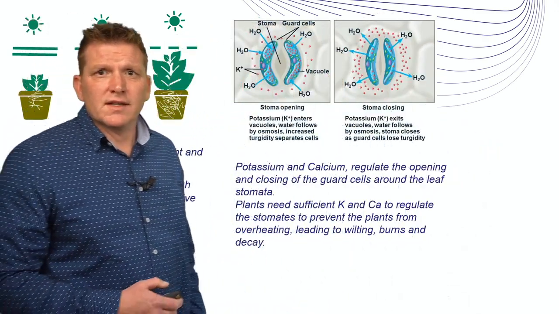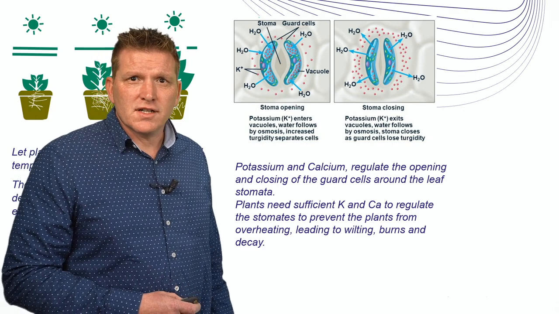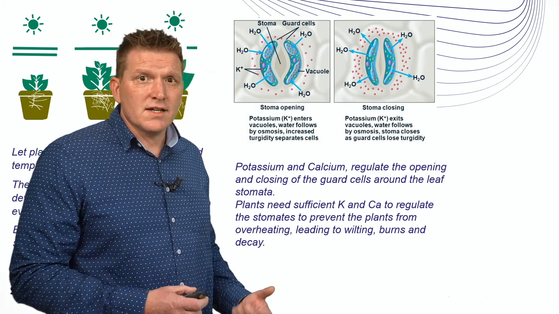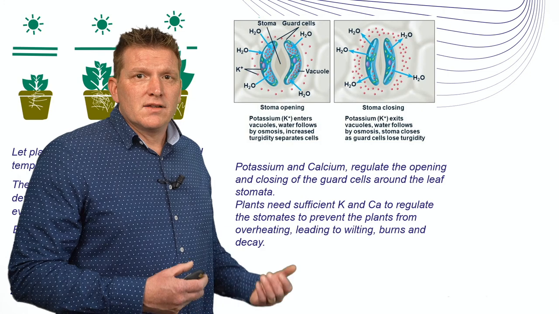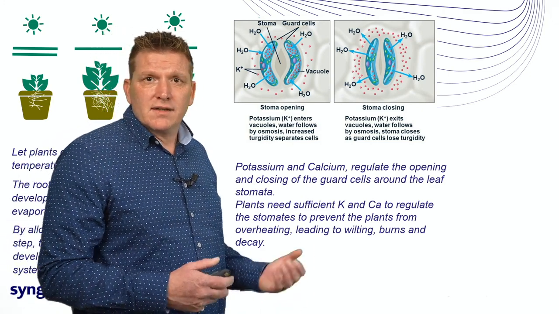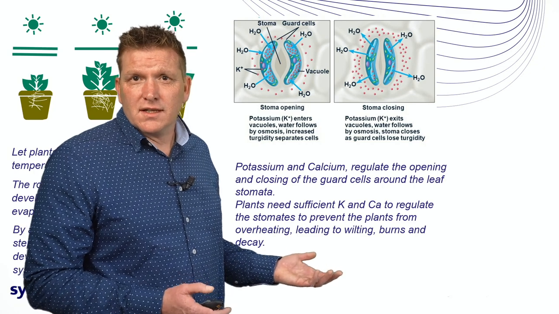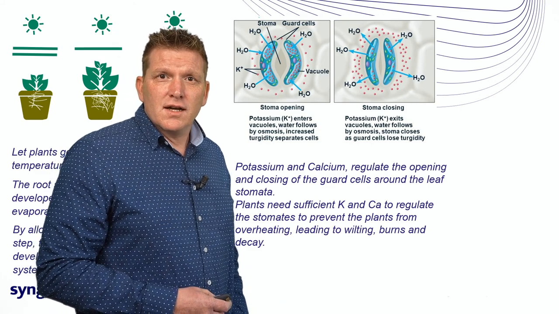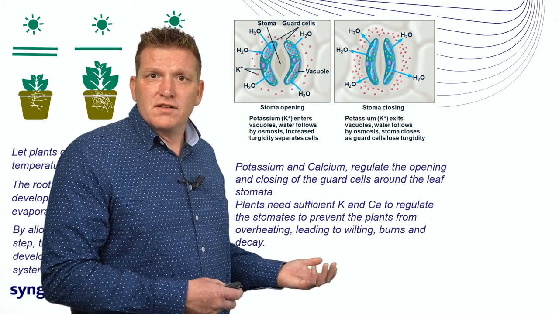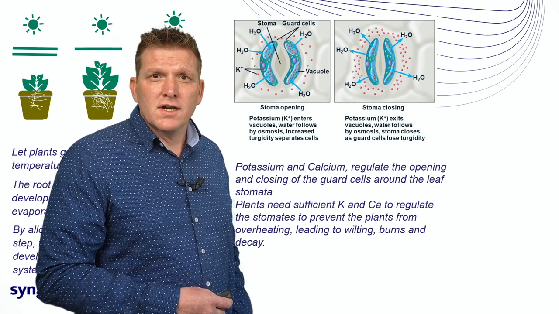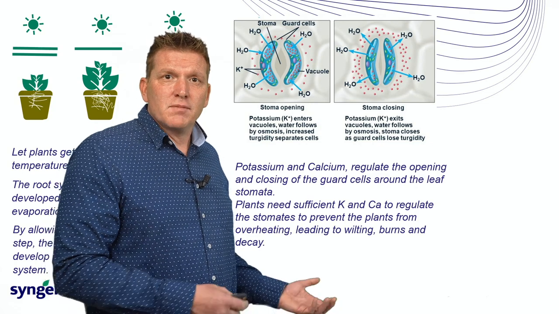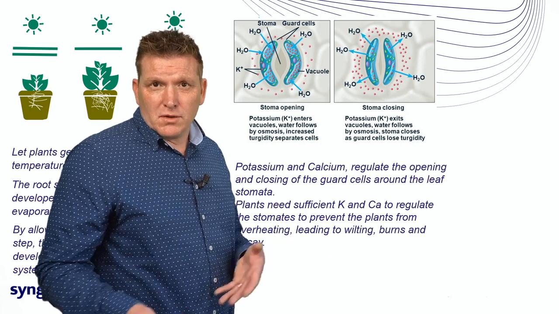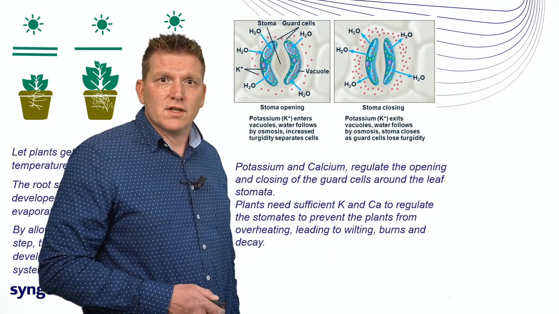Potassium and calcium regulate the opening and closing of the guard cells around the leaf stomata. The plant needs sufficient potassium and calcium to regulate the stomata to prevent the plant from overheating. And the red dots, those are the potassium elements. If they are outside the guard cells, through reverse osmosis, the stomata will close. When the potassium is moved into the guard cells, through osmosis, the water will go to the guard cells and the stomata will start to open.